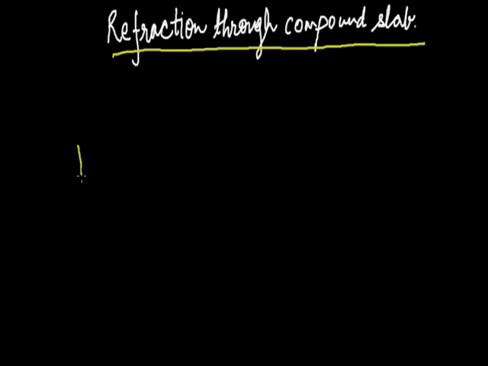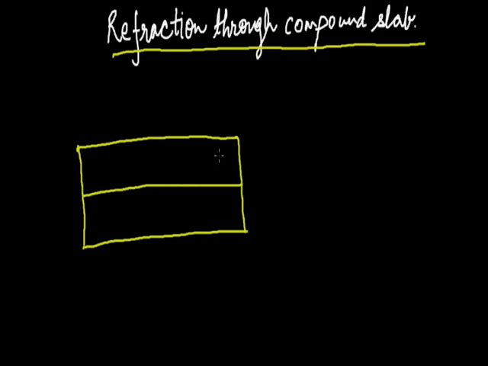The compound slab is a rectangular bounded media in which there is more than one medium. For example, there are two media other than air. This is the water and this is the glass. Outside this compound slab there is air. Now let's have a light ray which first of all is incident on the interface between the air and the water.